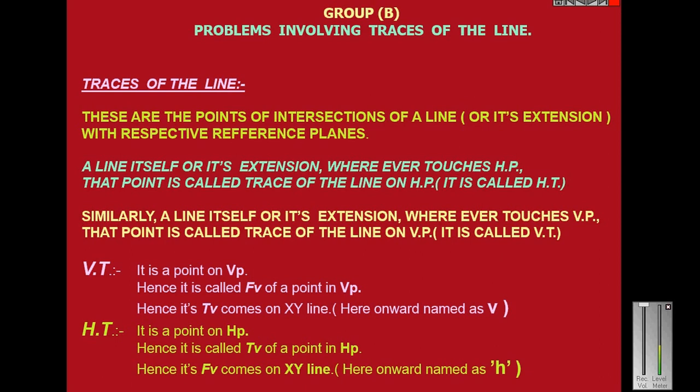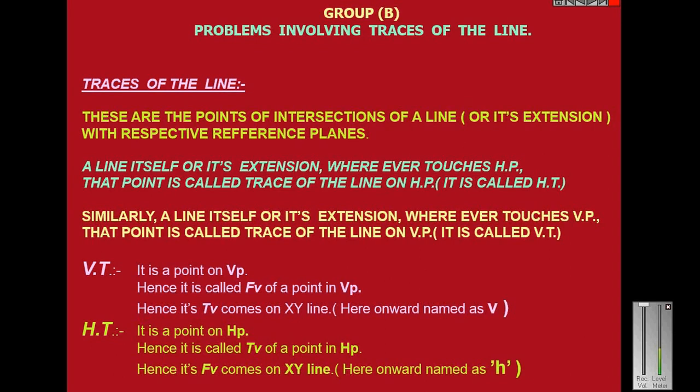If a line is extended and it touches the horizontal plane, then that point will be the horizontal trace. Similarly, a line itself or its extension, wherever it touches the vertical plane, that point is called the trace of the line on the vertical plane. It is called the vertical trace. If a line is extended and touches the vertical plane at a point, that point is called the vertical trace. The vertical trace is a point on the vertical plane, and the horizontal trace is a point on the horizontal plane.